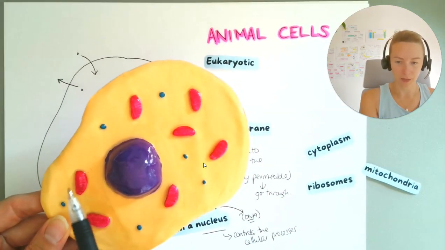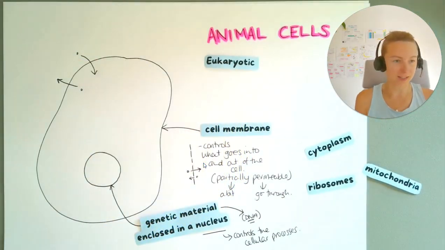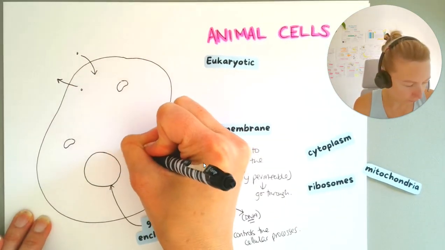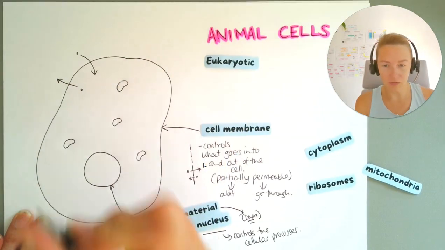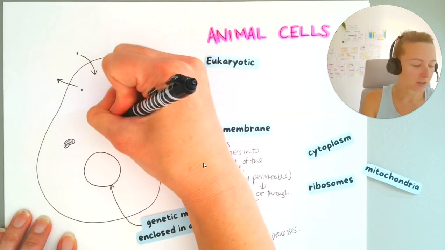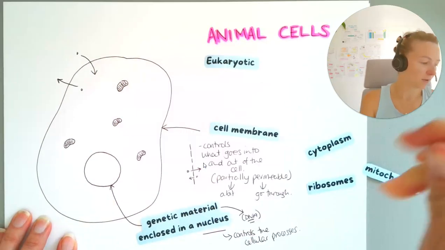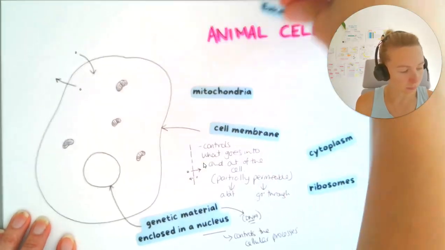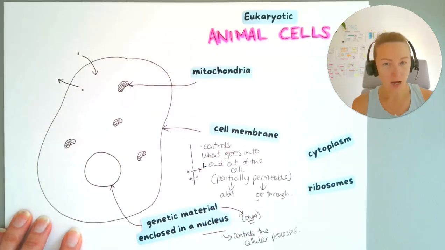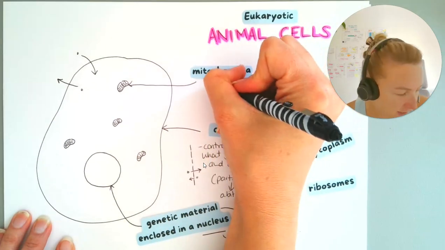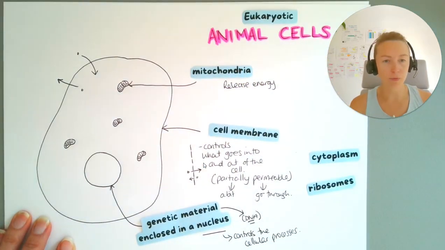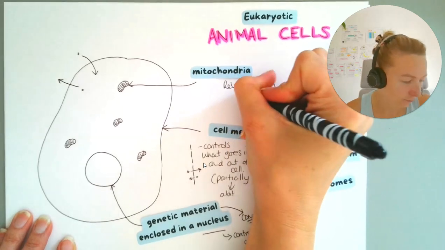Okay, what else did we have here? We had these kind of pink things that look a bit like kidney beans. So I'm going to put a few of those in. And you might see they look a bit like this inside them. They have a sort of this kind of thing to them. And these are your mitochondria. And your mitochondria release energy through a process called respiration.